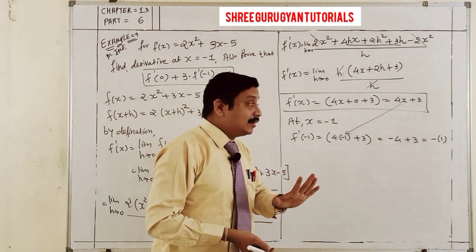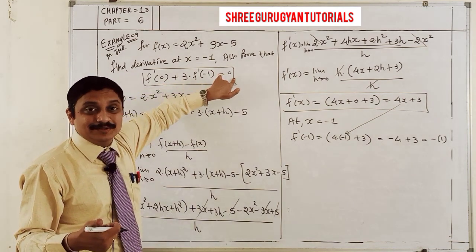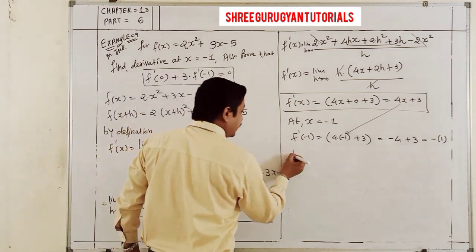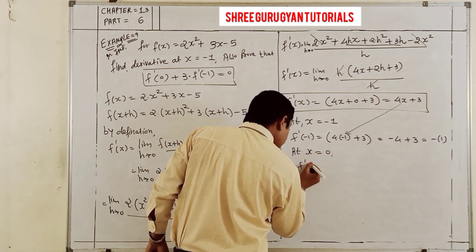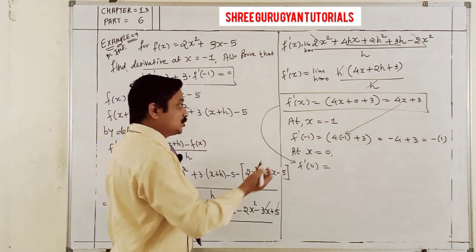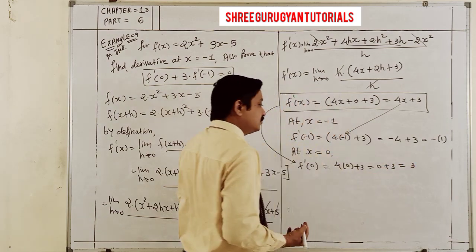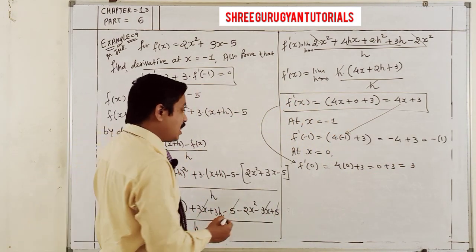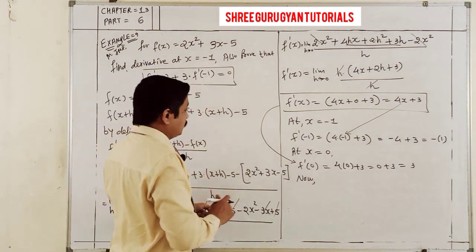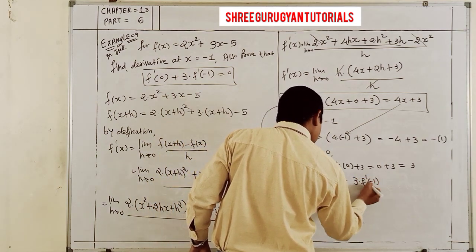Now our target is achieved for the second part: f'(0) + 3f'(-1) = 0. f'(-1) is already done, so I will show it to be 0. So at x = 0, in f'(x), you put x as 0. So your answer is 4 into 0 plus 3, which is only 3.